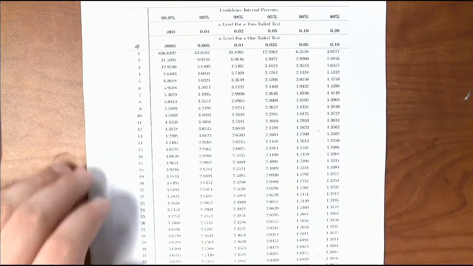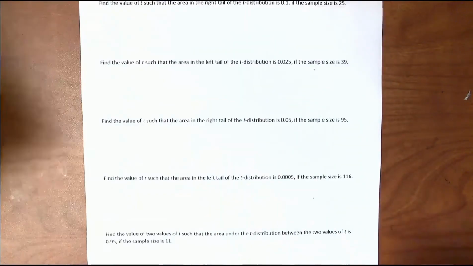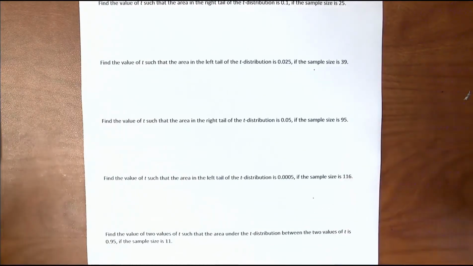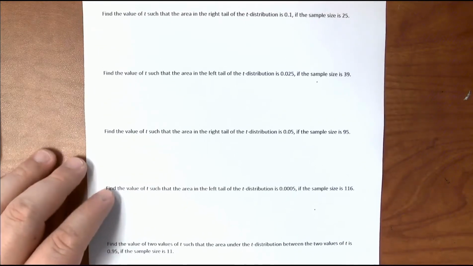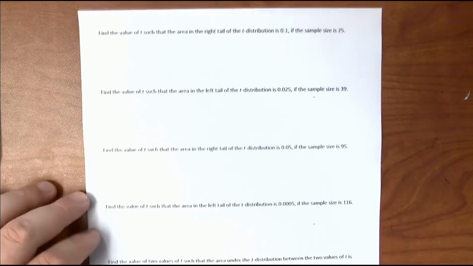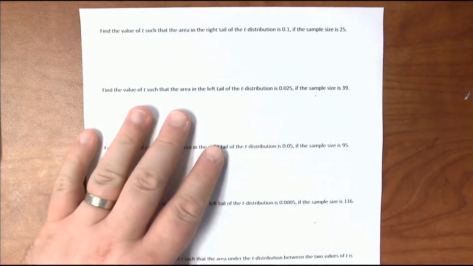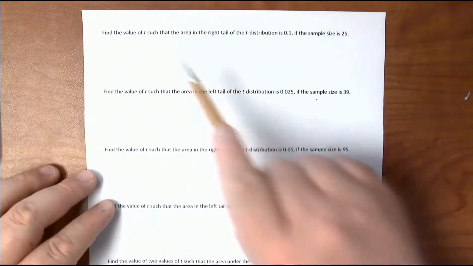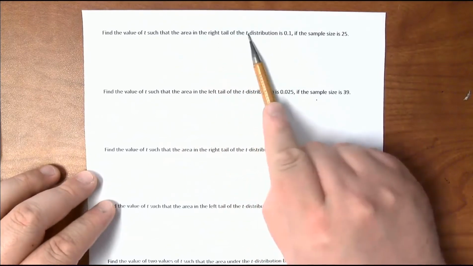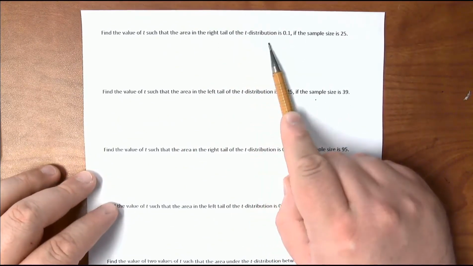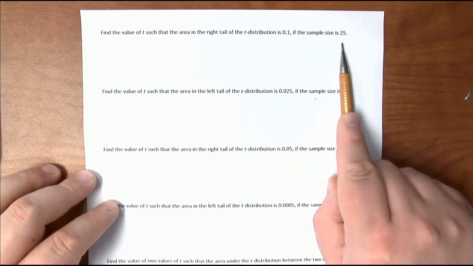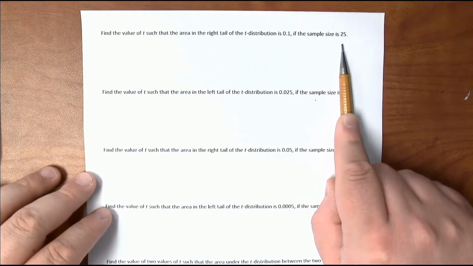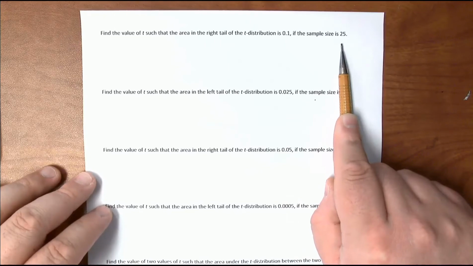Now, let us work a few exercises, not really relating to confidence intervals or hypothesis tests, just a few probability type questions. So, a few exercises here. Find the value of t such that the area in the right tail of the t distribution is 0.1 if the sample size is 25.